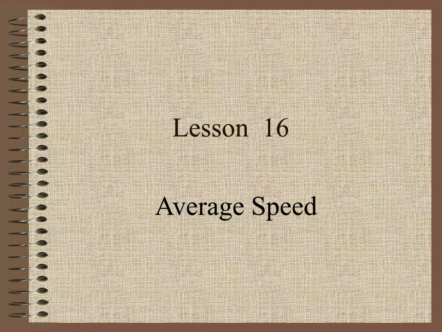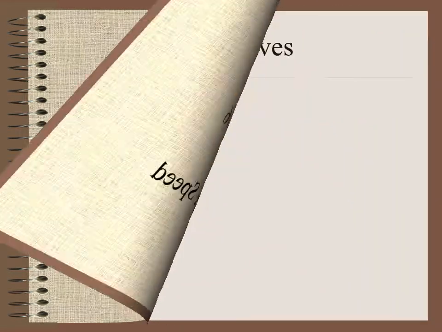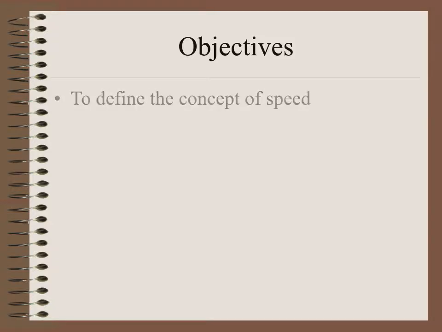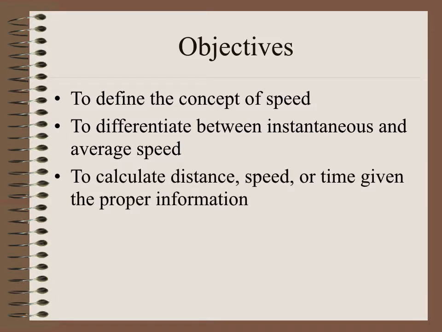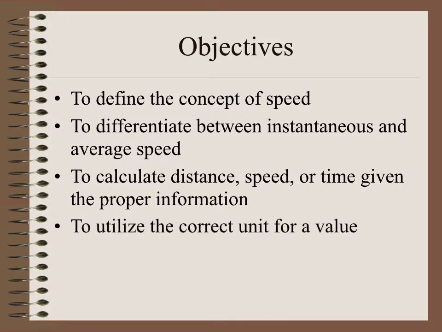Lesson 16, Average Speed. Objectives are first, to define the concept of speed. You'll also want to be able to tell the difference between what we mean by instantaneous and average speed, and to calculate the distance, speed, or time when given the proper information. Lastly, because speed can have a variety of different units, you want to be able to utilize the correct unit for a value.